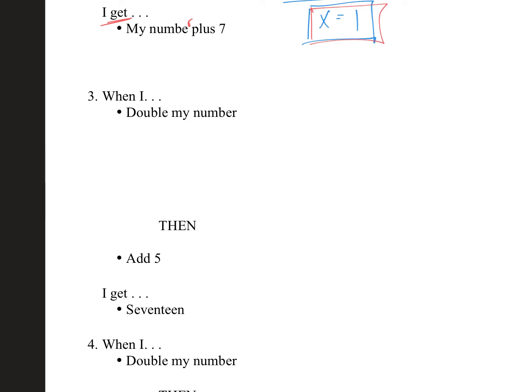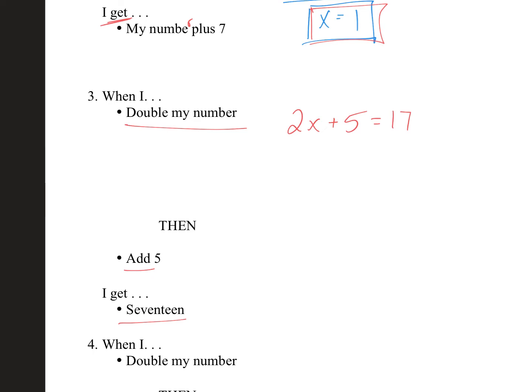So at this point, we've had some time to try number 3 on our own, work in our groups. Let's quickly go over it as a class so you can check your answer. When I double my number, then add 5, I get 17. So doubling my number, 2 times x, then adding 5, I get 17. That's the first step, actually writing the equation. Now the second step is just to solve.